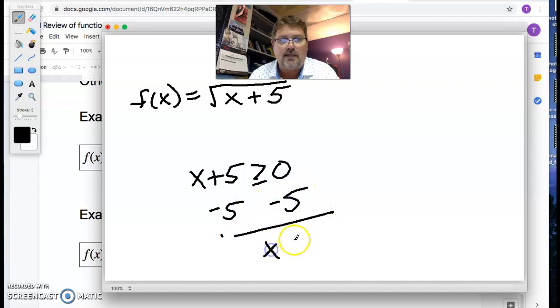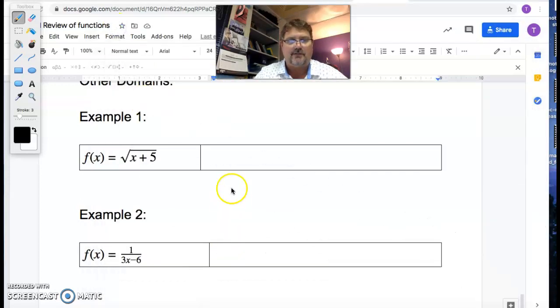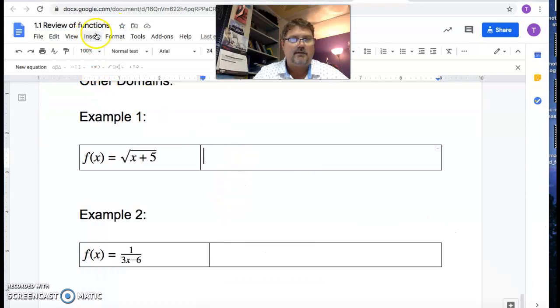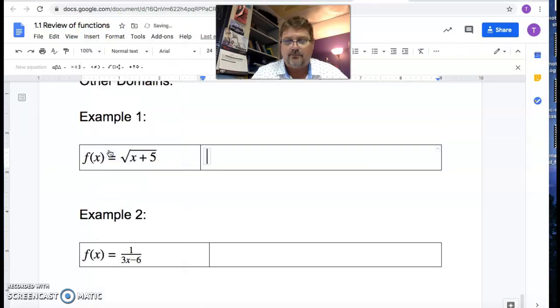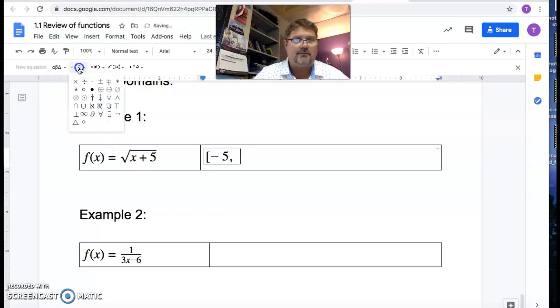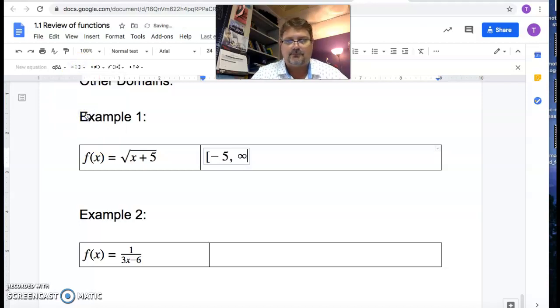So your domain is x is greater than or equal to -5. Right? So that's what we would put in our interval notation. X is greater than or equal to -5, which we would write with a bracket, -5 to positive infinity. Right? And that's how that would look.